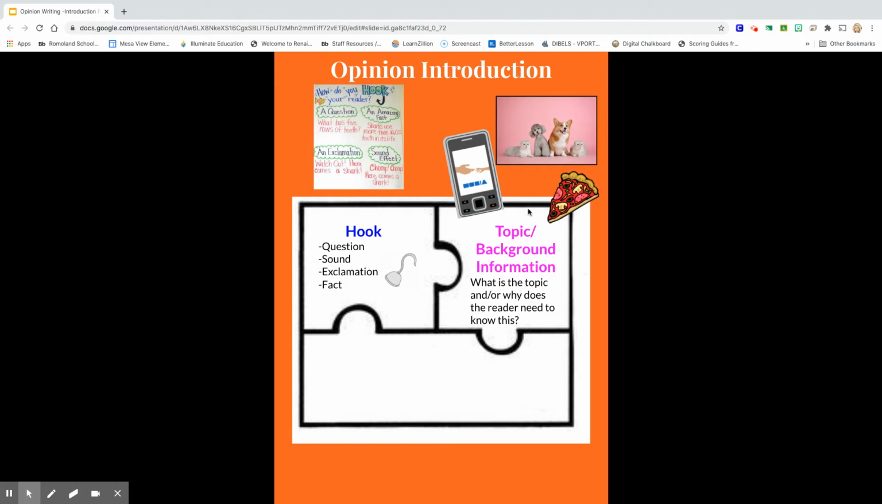So right here, depending on whether you're talking about pizza, cats and dogs, or cell phones, you want to have a sentence that introduces that topic and tells them why they should read more about this in your essay.